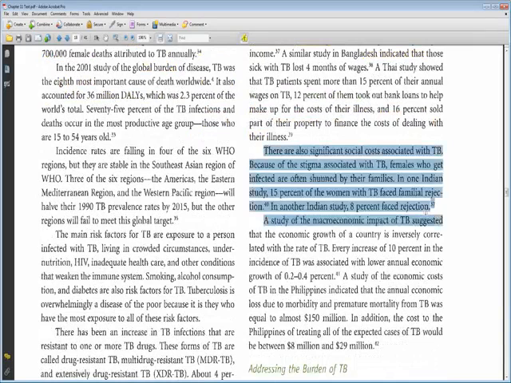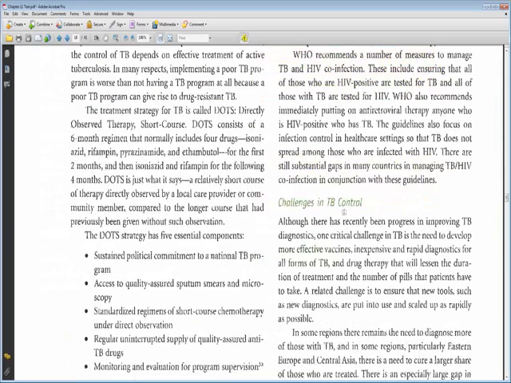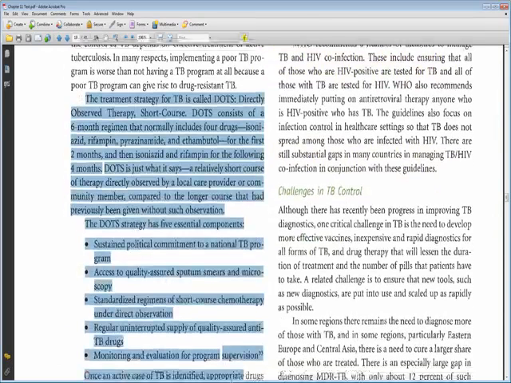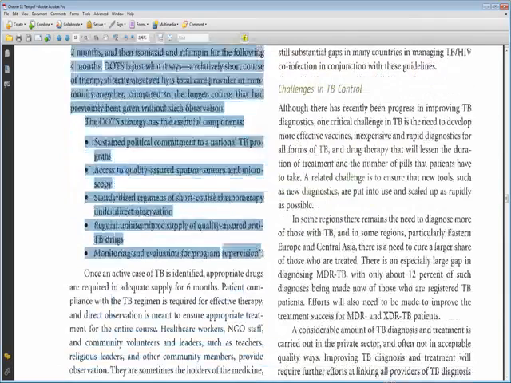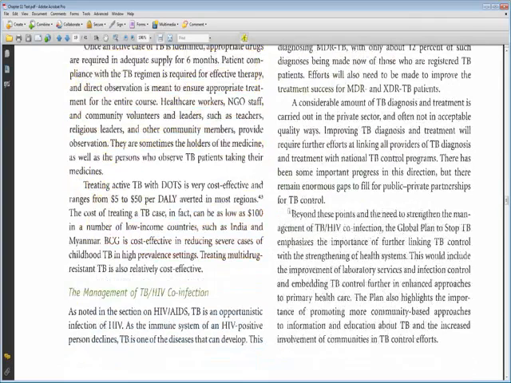And here's the stigma. Now this is a difference between males and females somewhat, and how females in India can be shunned, rejected with TB. Next, I'm going to highlight the treatment strategies and DOTS. So make sure you are familiar with DOTS. I'll highlight that for you. And on the next, the plan to try to stop the spread of TB.